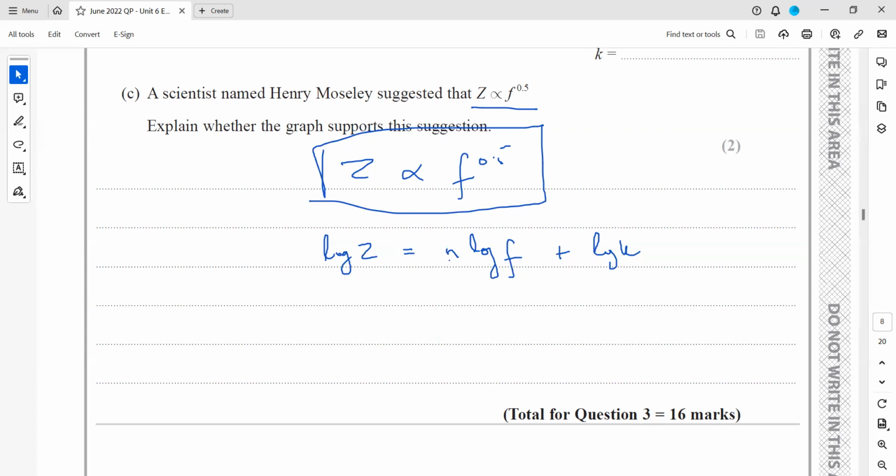When two quantities are directly proportional, the ratio is constant, or if we take the log of both sides, log z is equal to log f raised to the power 0.5, or log z is equal to 0.5 log f. So what does it mean? It means the gradient should be 0.5. The gradient of the graph, like y is equal to mx, should be 0.5.